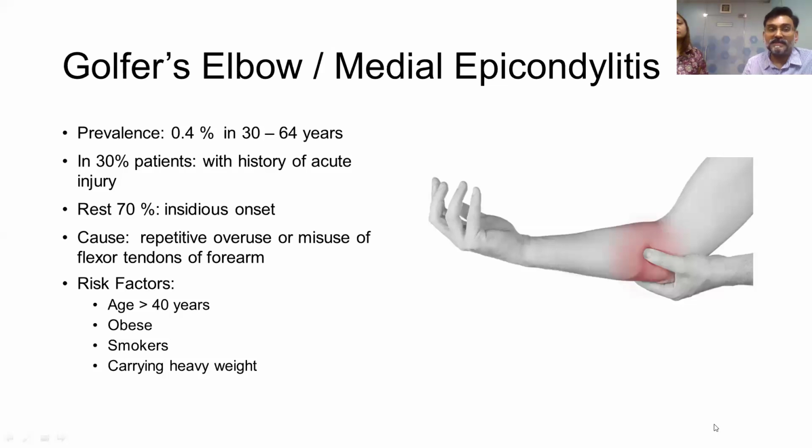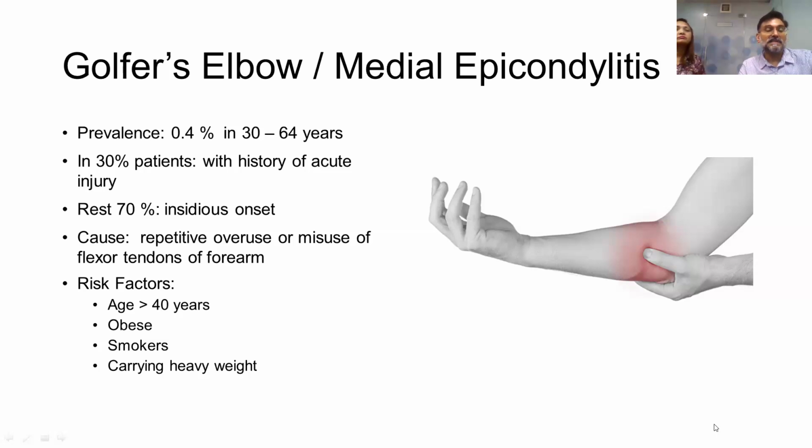Now, what is golfer's elbow? Golfer's elbow basically is medial epicondylitis. The prevalence is 0.4% in the age group of 30 to 64 years. In 30% of patients, it begins with a history of acute injury, but in the rest 70%, the onset is insidious. And the cause is repetitive overuse or misuse of flexor tendons of the forearm.